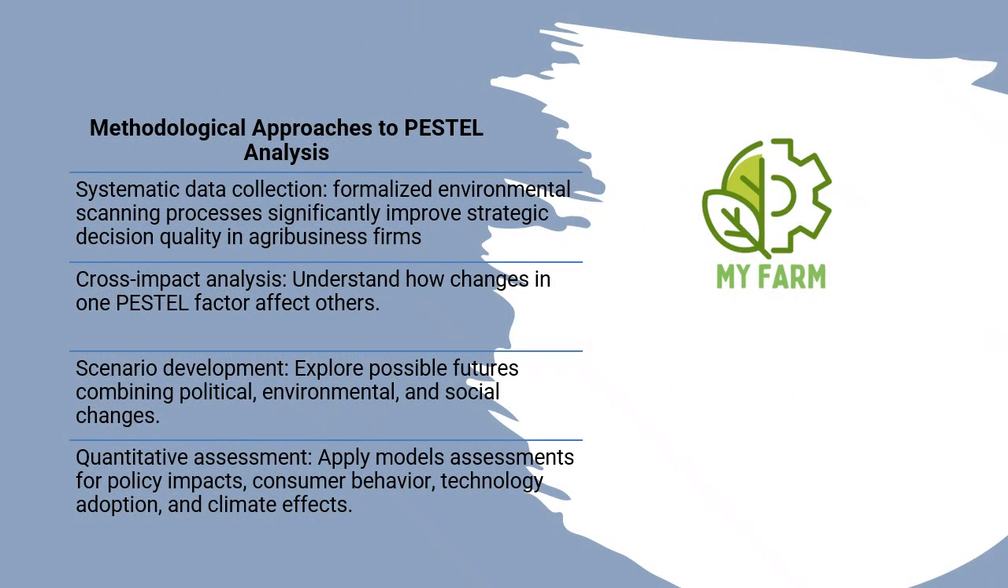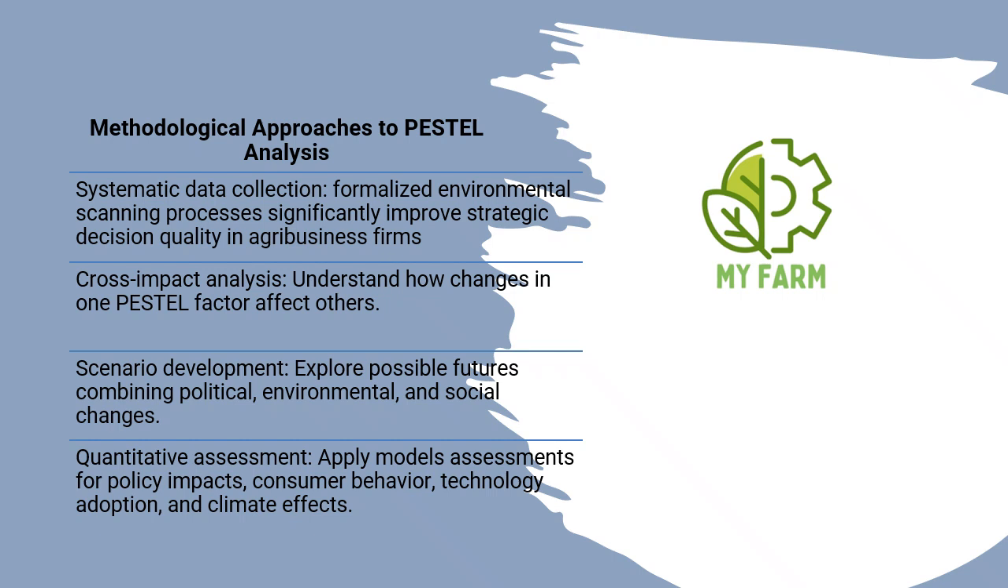Effective PESTEL analysis requires systematic methodological approaches. Systematic data collection through formalized environmental scanning processes significantly improves strategic decision quality in agribusiness firms. This means establishing regular processes to gather information about each PESTEL dimension rather than relying on ad hoc observation. Cross-impact analysis helps understand how changes in one PESTEL factor affect others.